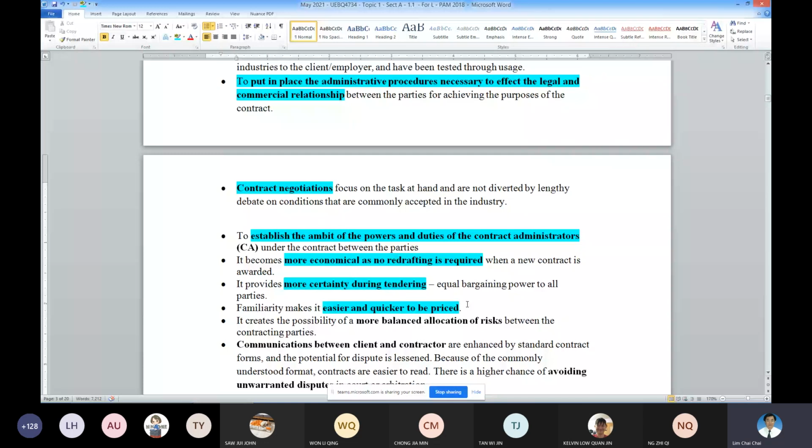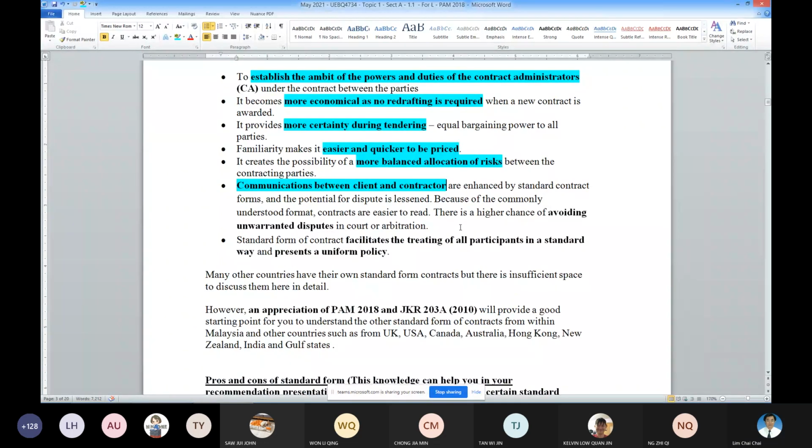So the parties will be able to price the documents quicker and easier. Okay. So with a standard form, if drafted already, more often than not, as I mentioned earlier, the risks allocated to the various parties are known. Okay. And also, the standard form provides a platform for easier communication between the owner or the client and the contractor. Okay. So a lot of the disputes could be minimized. That is the whole purpose.